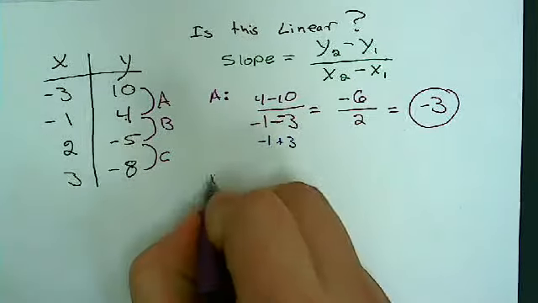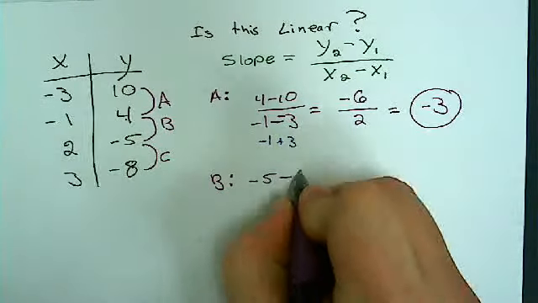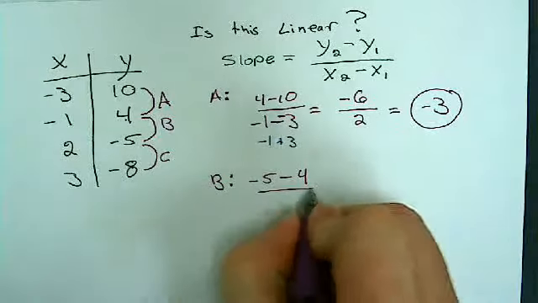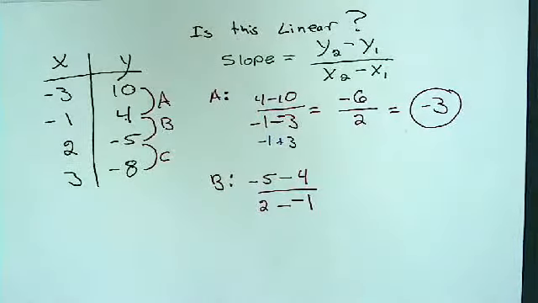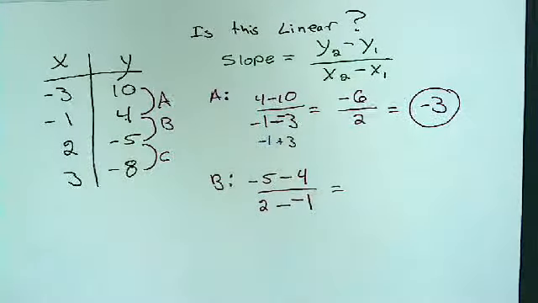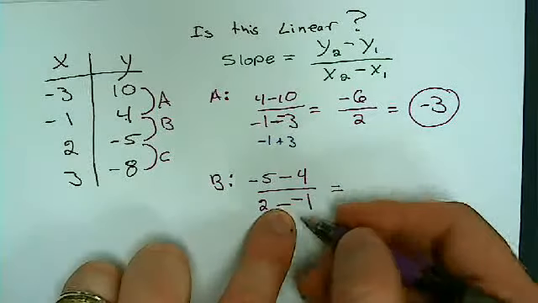Let's do B. -5 minus 4, divided by 2 minus a -1. Slope is always y2 minus y1, over x2 minus x1, with a fraction bar between them. That is the slope formula. So it's always minus, which is a pain, because you get these minus negatives. So you got to be real careful.